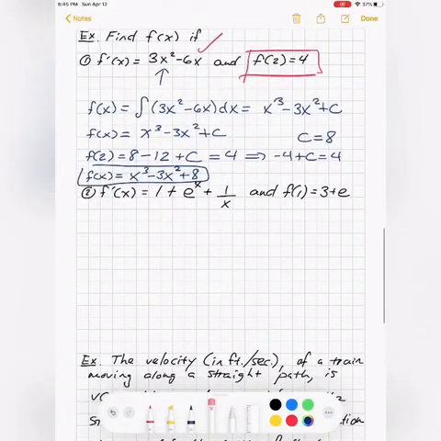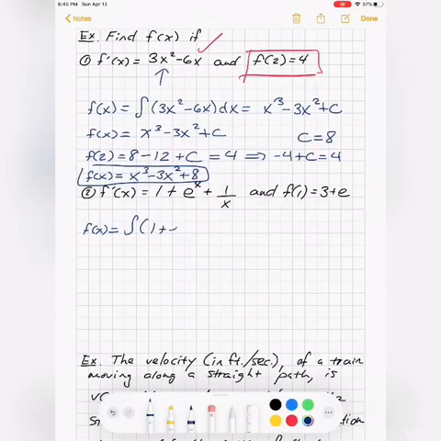Okay, here's another one. Find f of x if... Okay, so again, f of x will be the antiderivative. Okay, so what is that? That's x plus e to the x plus ln of x plus c.